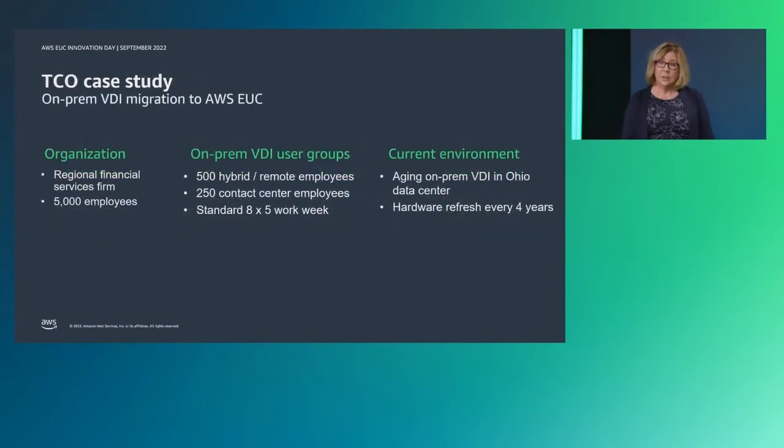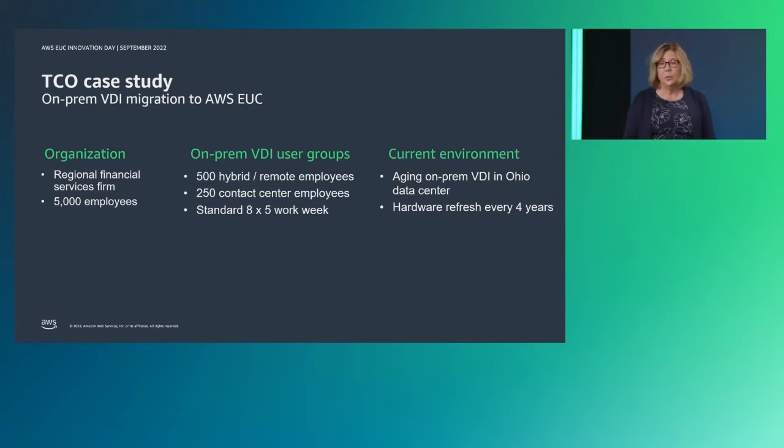And so what I'd like to do now is show you a VDI migration to AWS EUC TCO case study to illustrate for you where the potential savings and the top line business value are reflected. For this case study, we have an organization which is a regional financial services firm with about 5,000 employees. And today they're running on-prem VDI in their data center, and they have been for many years.